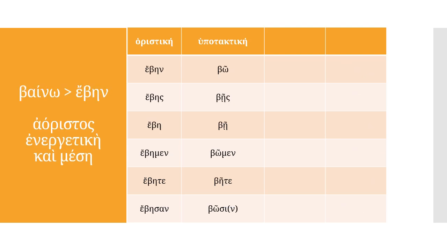What happens then when we come to a fully root aorist? Baino, which becomes ebeen. Well, here we take the stem, be, the beta, and we remove everything, and we simply add on the endings. Bo, bes, be, bomen, bete, bosin.